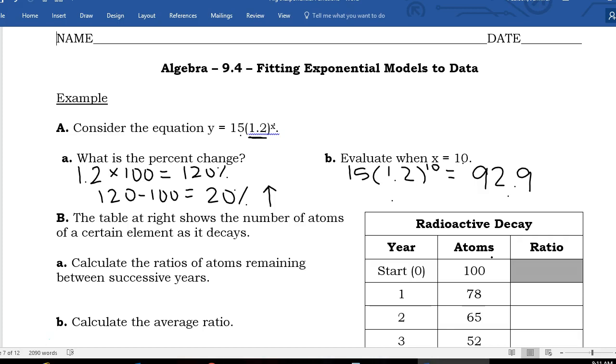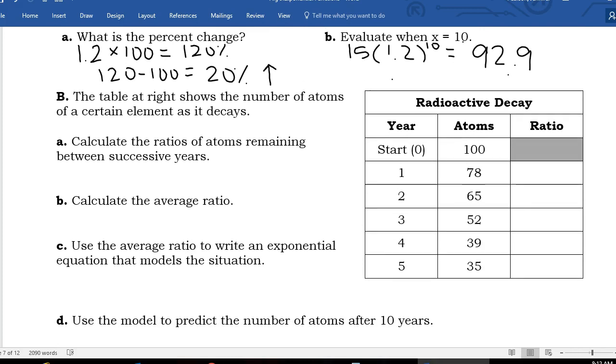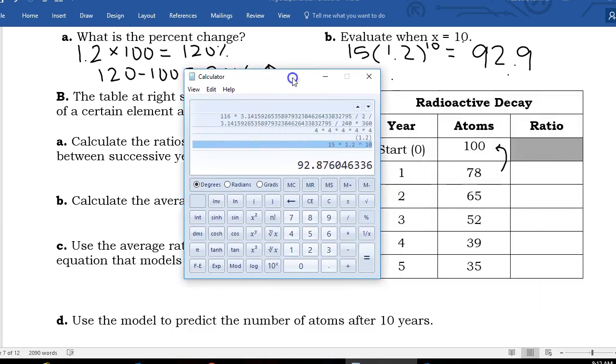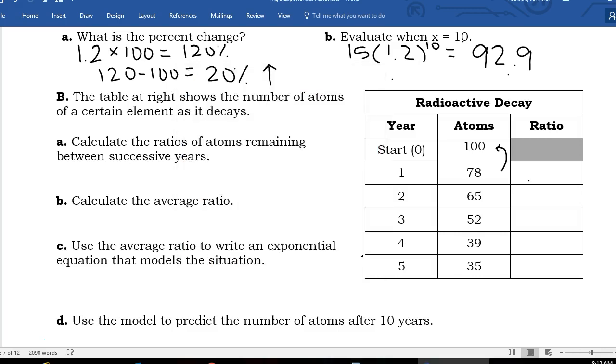Letter B. The table at right shows the number of atoms of a certain element as it decays. Calculate the ratio of atoms remaining between successive years. So what that means is I'm going to take this value and divide it by the term in front of it. So I'm going to do 78 divided by 100, and that is 0.78. I grayed this box out because you shouldn't have an answer there. So we're going to keep dividing the number by the one in front of it.